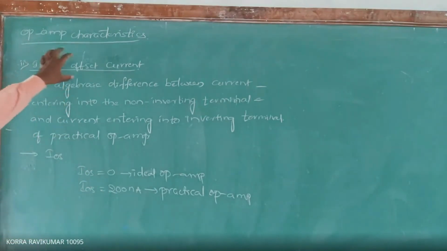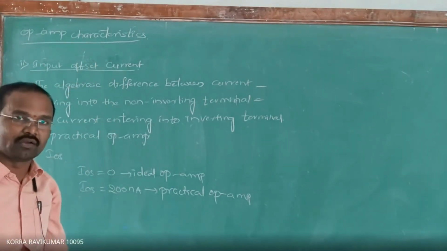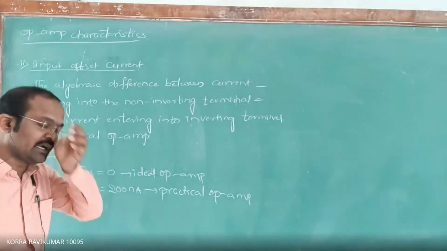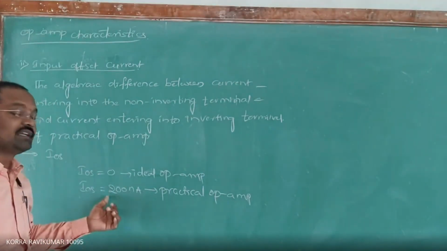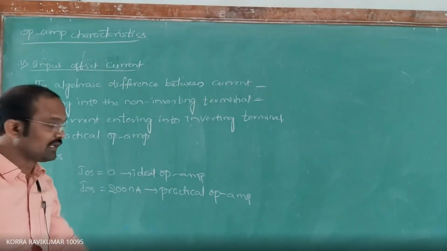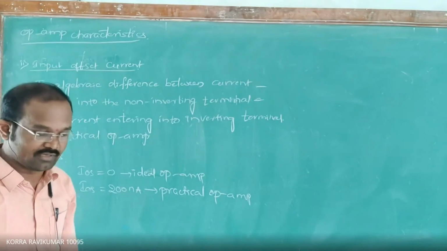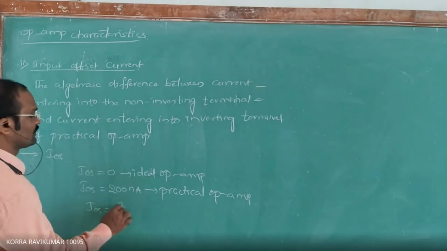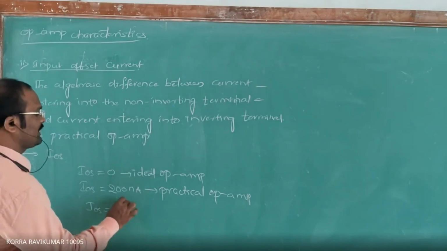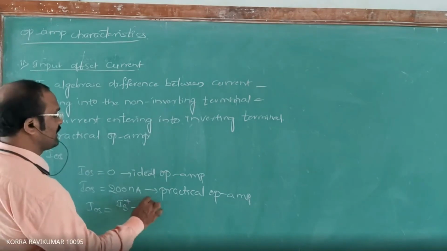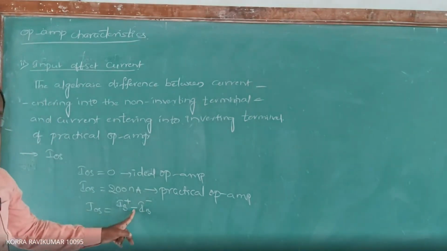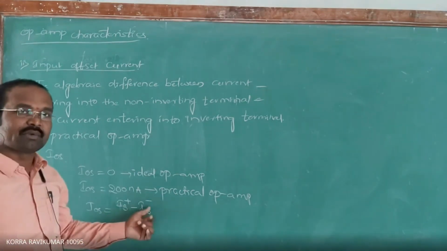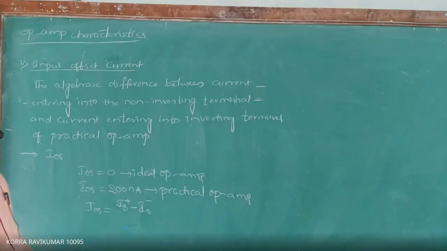The input offset current value is 0 for the ideal op-amp, and it is equal to 200 nanoamperes for a practical operational amplifier. The expression is IOS equals IB plus minus IB minus. So algebraic difference means subtract. If you subtract IB minus from IB plus, the resultant current is the input offset current. Please note this.